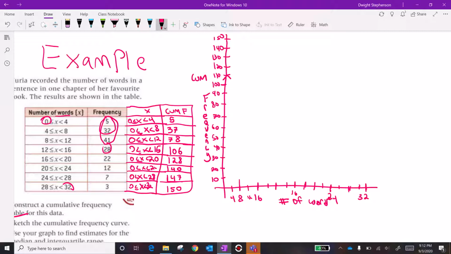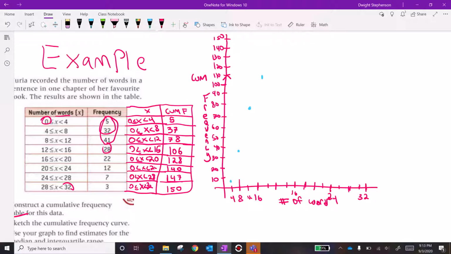Okay, and then we're basically just plotting these points, right? So we're plotting, okay, at 4, the cumulative frequency was 5. So at 4, we're going to plot 5. At 8, the cumulative frequency was 37, so we're going to plot 37. At 12, the cumulative frequency was 78, so we're going to plot 78. At 16, it was 106. At 20, 128. Oh man, look, I totally messed this up, didn't I?